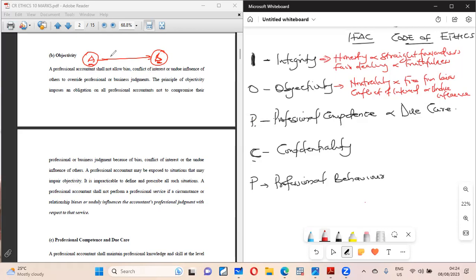So A and B are in the same competitive market. For example, let's use MTN and Vodafone, or let's use Apple and Samsung. These are companies in the same competitive market. And so if you are in one, you cannot be in the other, because what is an advantage to A will be a disadvantage to B. So please be careful. That is what you need to understand. That is what we call conflict of interest.